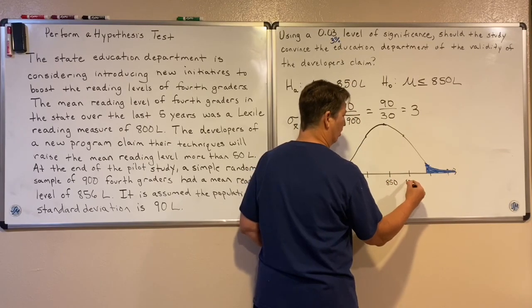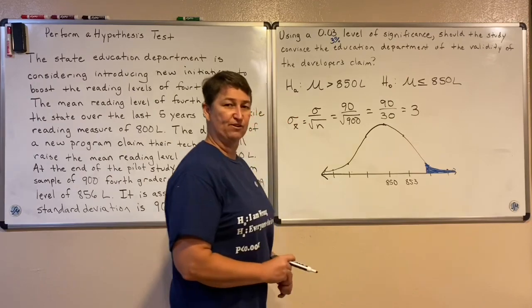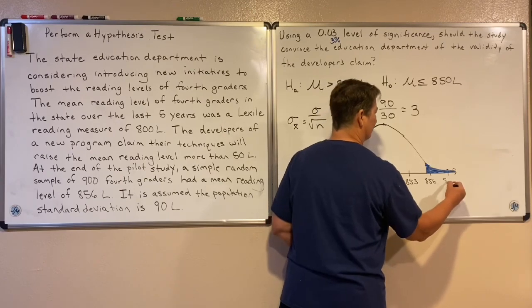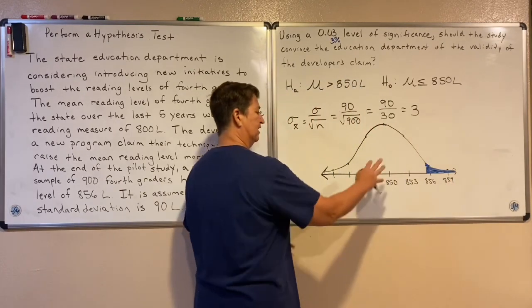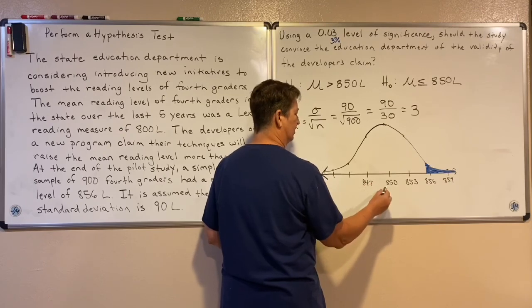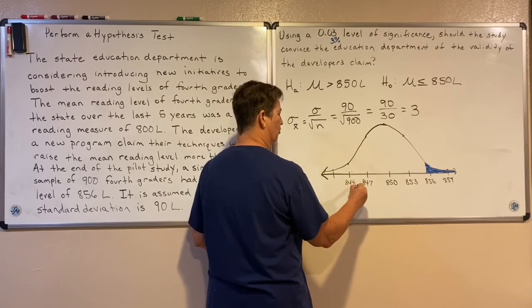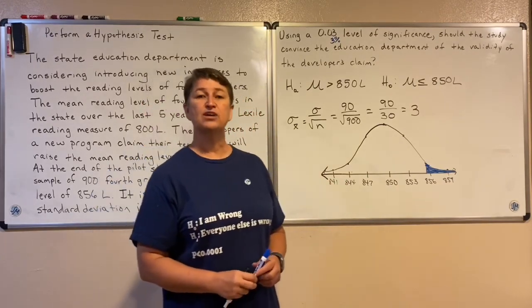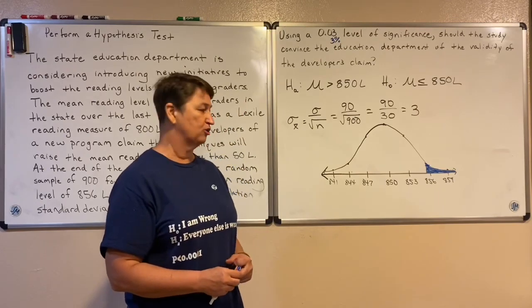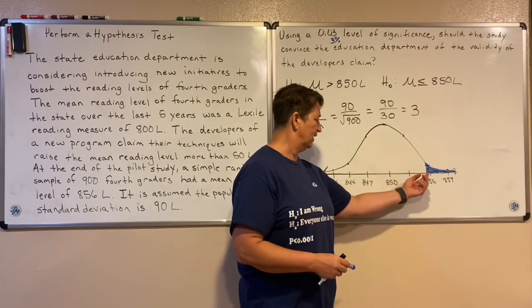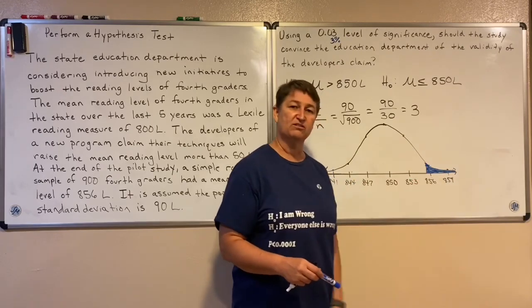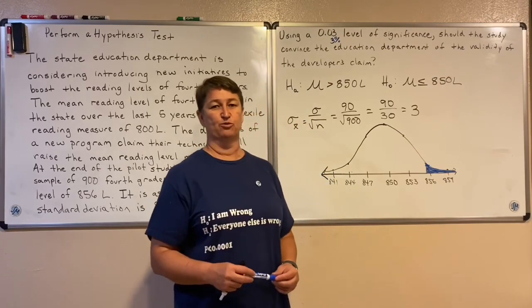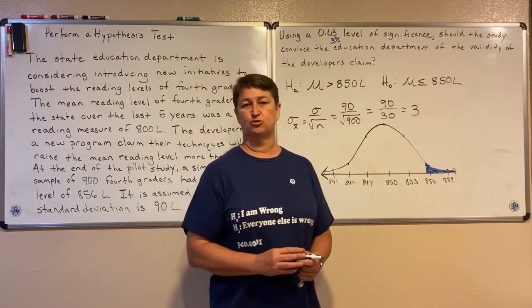So 1 standard deviation above the mean would be 853. 2 standard deviations above the mean is 856. 3 standard deviations would be 859. Counting backwards, you've got 847, subtract 3, you've got 844, subtract 3, and you've got 841. This is the sampling distribution that our test statistic will belong to. And we expect it to be within these numbers 99.7% of the time, and between 844 and 856, 95% of the time, because it is a normal distribution.